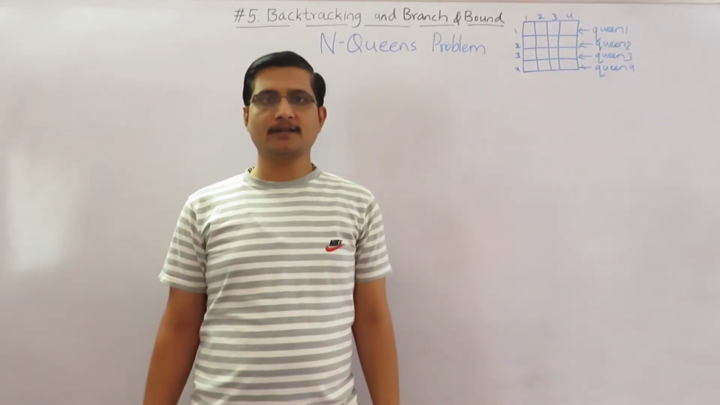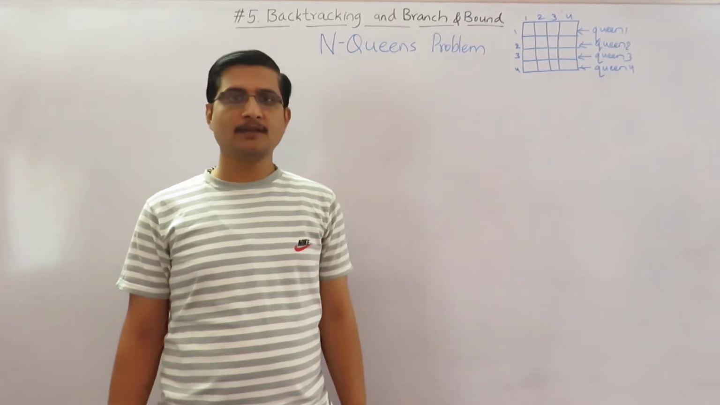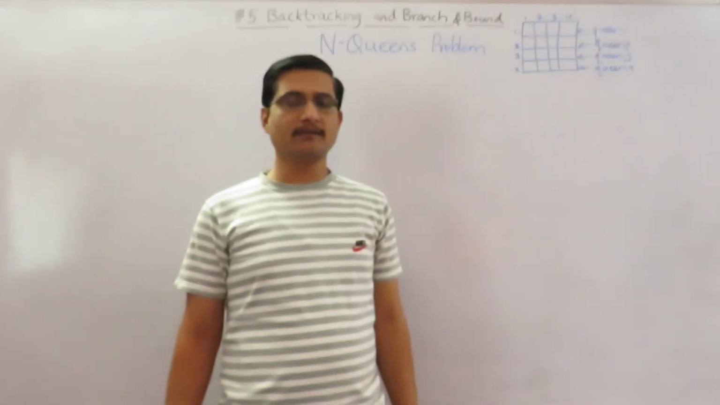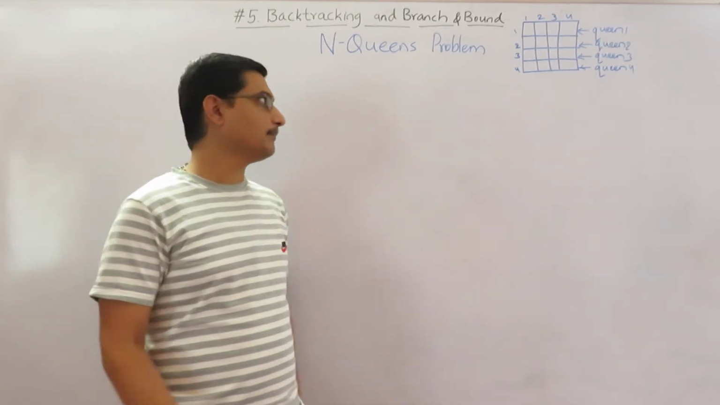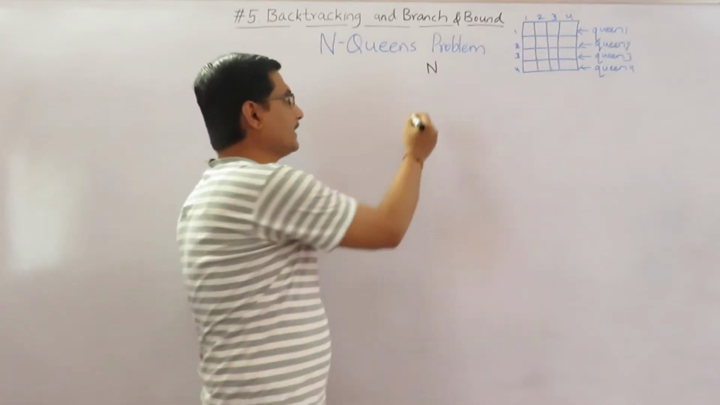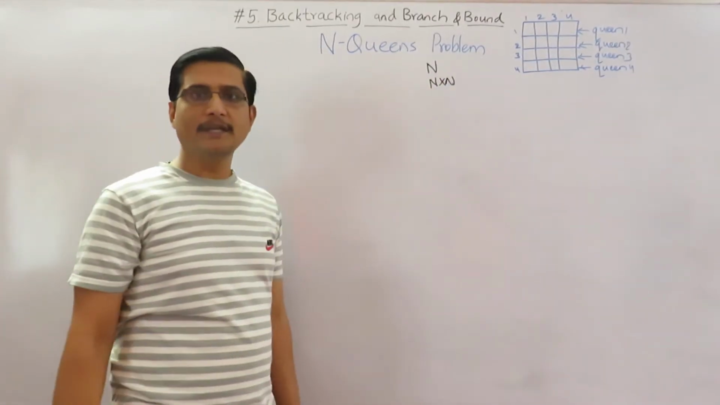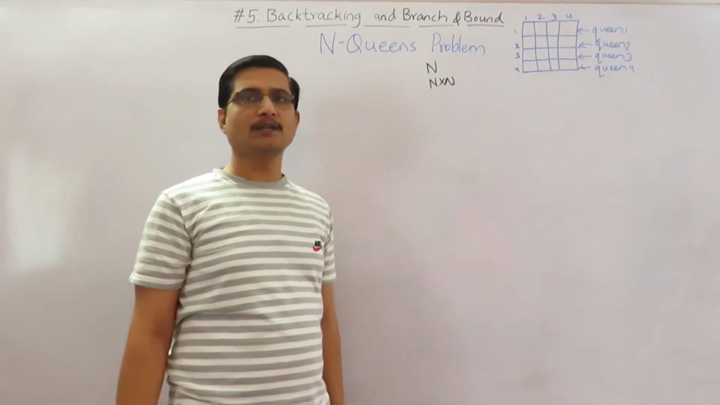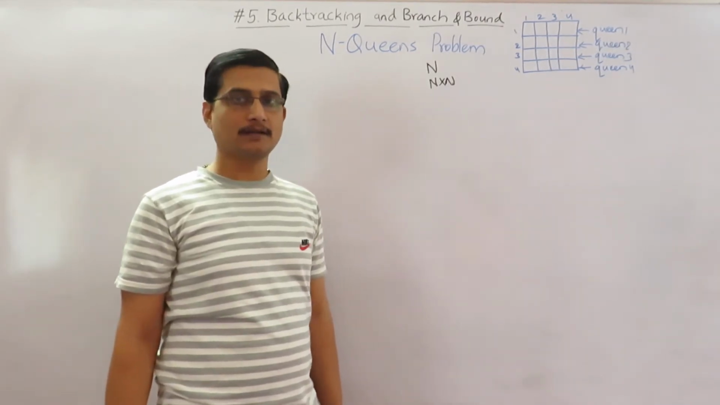In this video, let us discuss an interesting puzzle that is the n queens problem. Using backtracking, we will solve this problem. The n queens problem means there are n number of queens and there is an n cross n chessboard. We need to place each queen in one row such that no queens will attack each other.